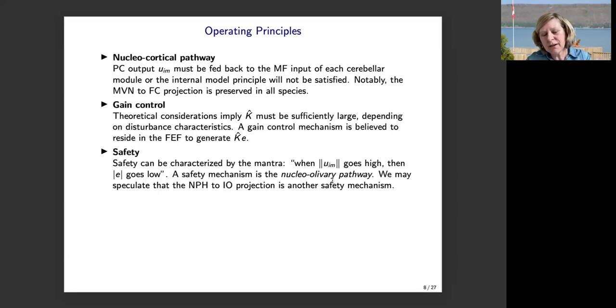And there's another, as I was writing down this talk, I was actually thinking there's probably another, and this is speculation, but there's probably another safety mechanism going on, which is this projection from the NPH to the inferior olive, which would say when the internal model output goes high, then X hat, the eye position, should go low. You don't want tracking at very eccentric positions of eye angle, because you're going to push the eye beyond its range. So you'd like to have some head movement, something to help. So this might be another protection mechanism, another safety mechanism, but that's pure speculation.